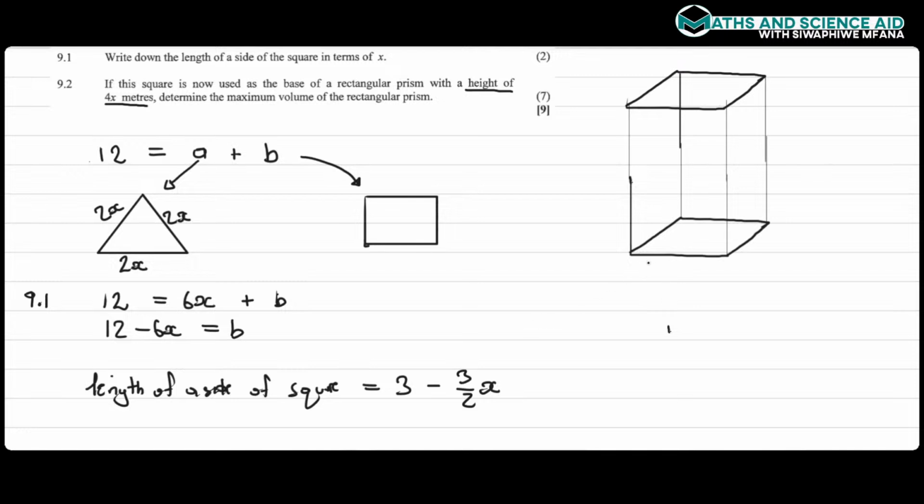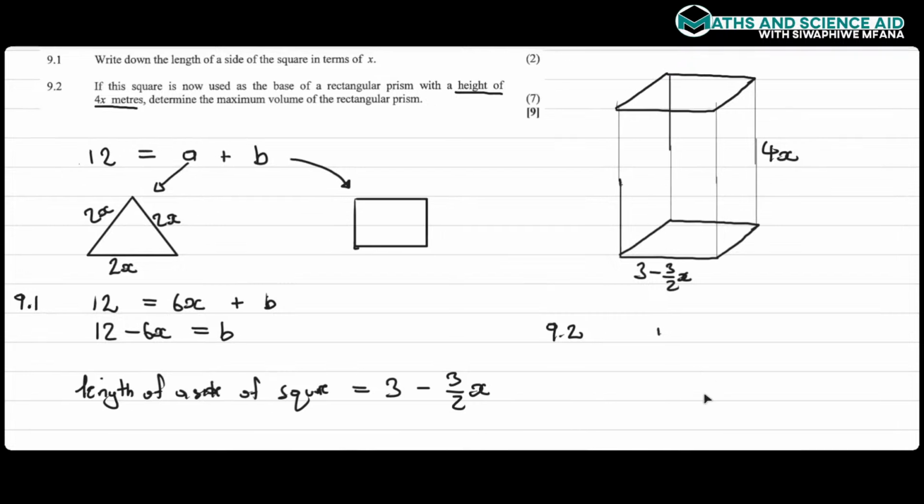And remember that each side here is 3 minus 3 over 2x. And this is a square. And we are told that the height is 4x. So let's label that. So that is a diagram that's going to help us with 9.2.